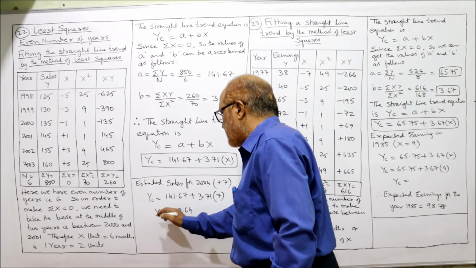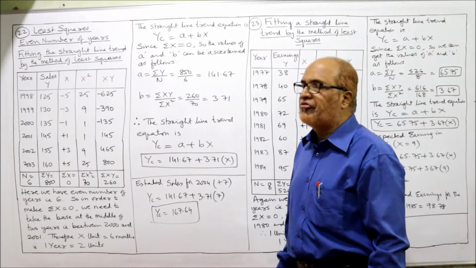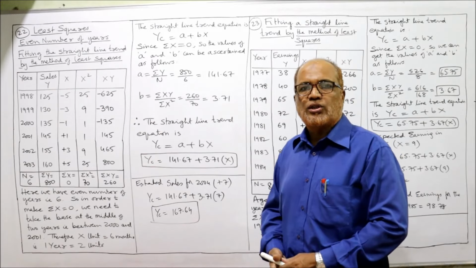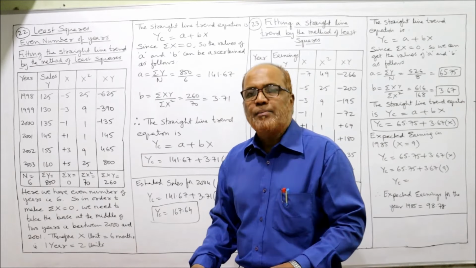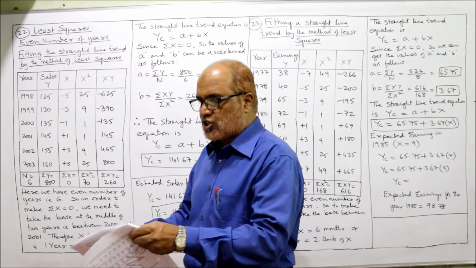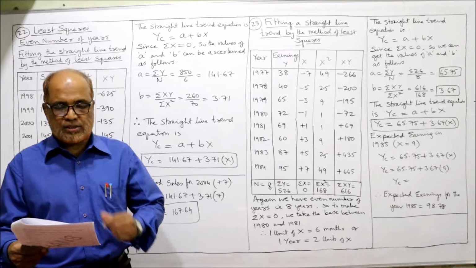167.64. This is the estimated sales for the year 2004. That's it. So this is the end of problem number 22. Now a similar procedure we have to adopt for the next problem, 23. Problem number 23, you see.